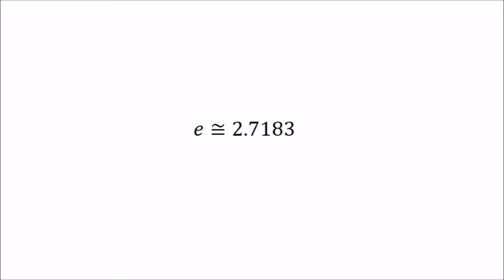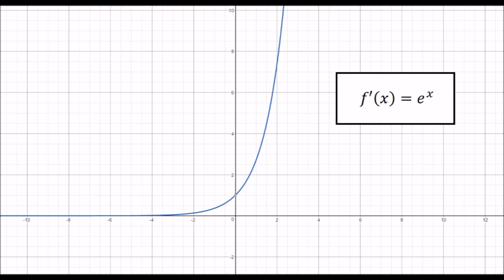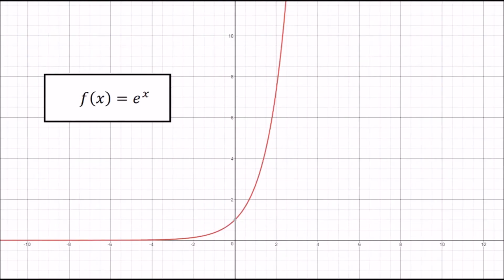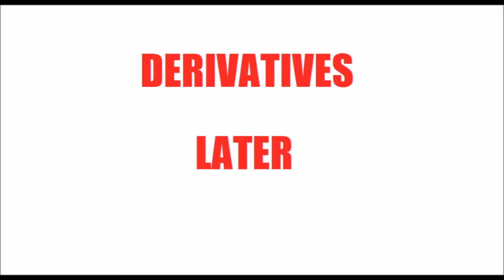It is equal to almost 2.7183. An interesting thing to note about Euler's constant is that the derivative of the function f of x is equal to e to the power of x is identical to the original function. We'll go over derivatives later in the video.